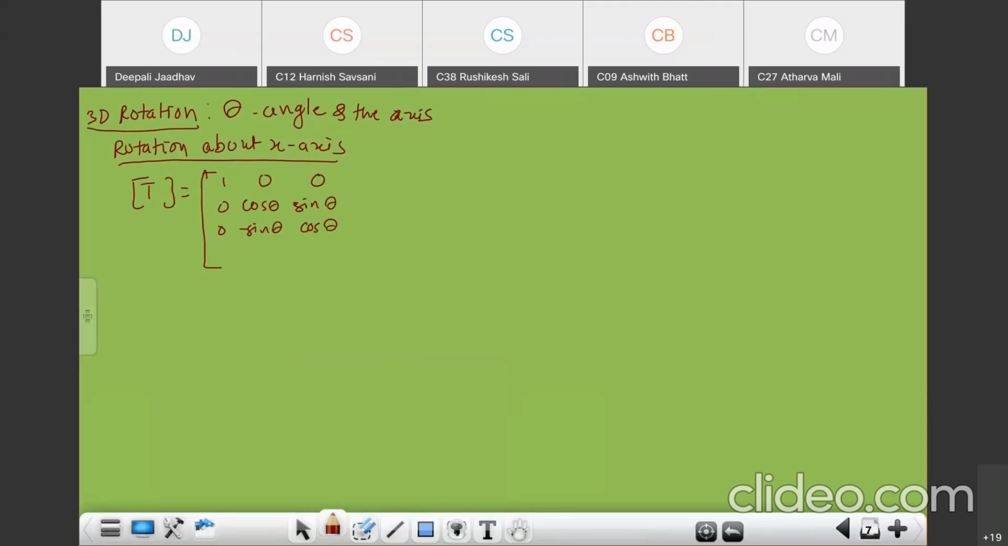The upper left 3 by 3 matrix is used for rotation. This matrix we already have for the x-axis. X remains as it is, y cos theta, sin theta, z minus sin theta, cos theta. Now how to write the homogeneous coordinate? That we have already seen in 2D. The homogeneous coordinate value is 1, so that when we multiply any point of an object, it stays the same.